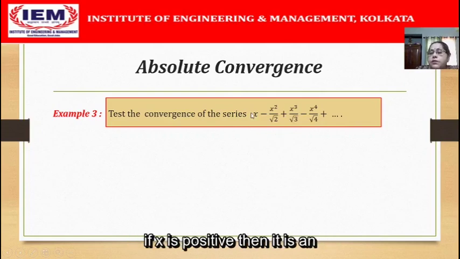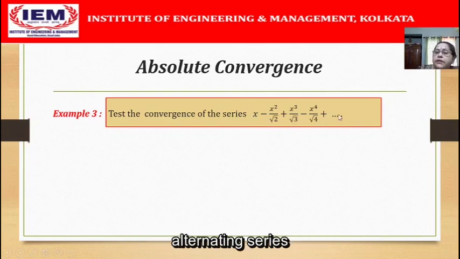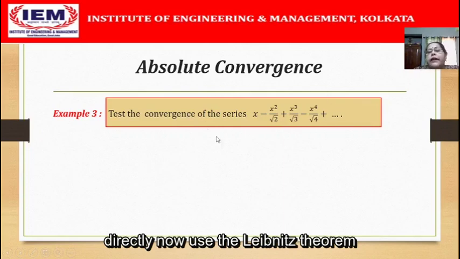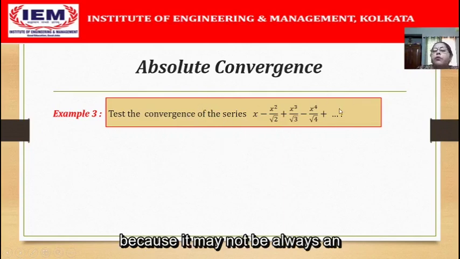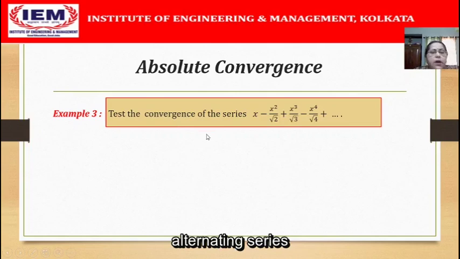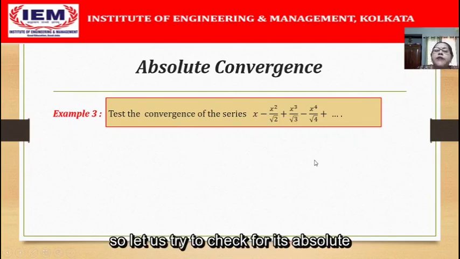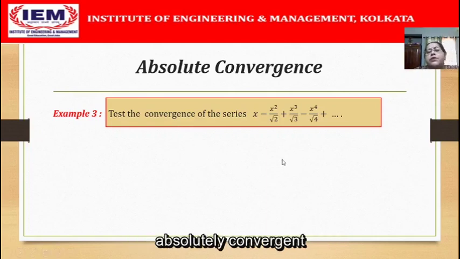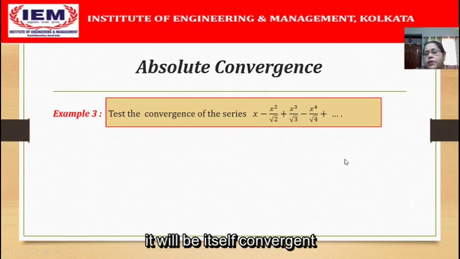If x is positive, then it is an alternating series, but if x is negative, then all the terms will be negative, isn't it? So we cannot directly use the Leibniz theorem because it may not always be an alternating series. So let us try to check for its absolute convergence. And we know that if a series is absolutely convergent, it will itself be convergent.